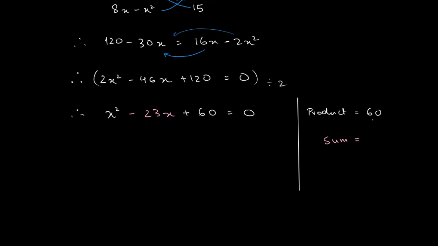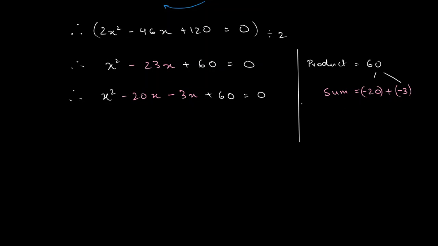So two numbers multiplied should give me 60, and added should give me minus 23. Right? So those two numbers will be minus 20 and minus 3. Right? Because minus 20 into minus 3 will give me plus 60, and minus 20 plus minus 3 will give me minus 23. Right? That's the split of the middle term. So therefore x squared minus 20x minus 3x plus 60 is equal to 0.